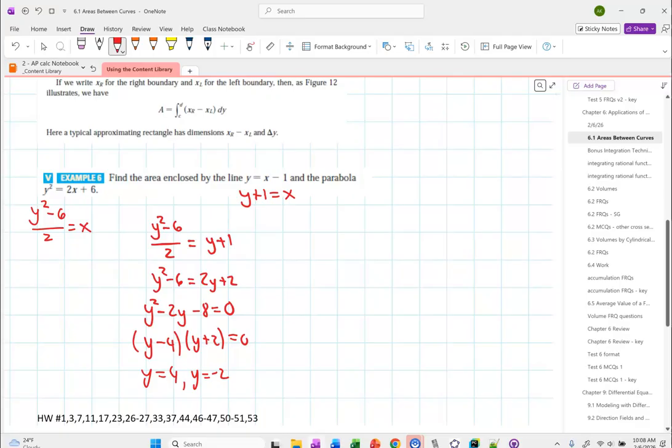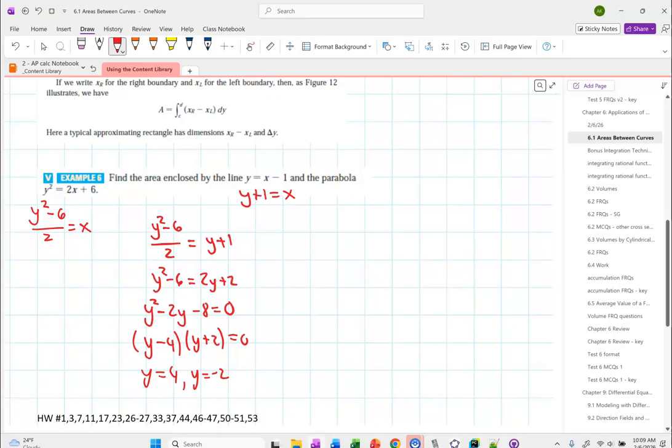Is everybody okay with that? My last question here is going to be which one is on top and which one is on bottom. To do that, all I'm going to do is pick a value of y in between and plug it in to see which one is bigger or which one is further to the right. So what value of y seems like it would be really easy to handle?